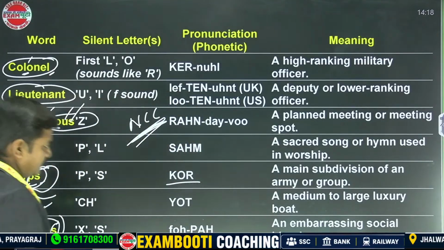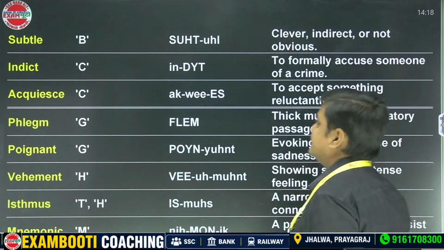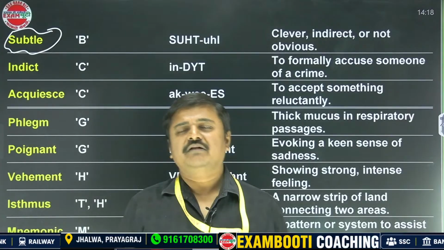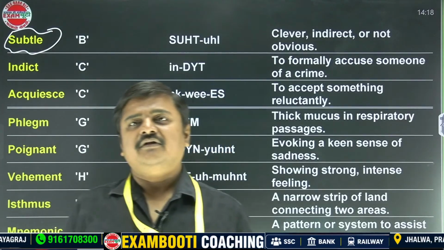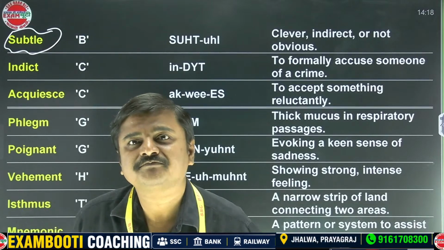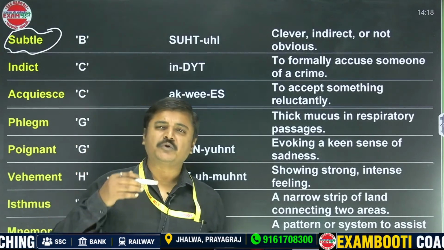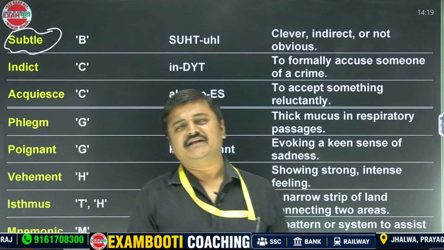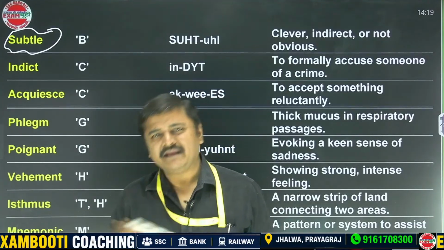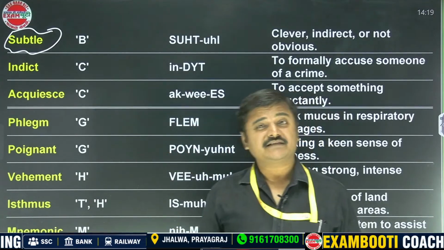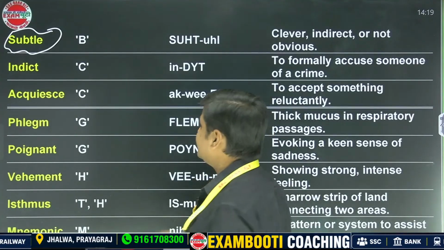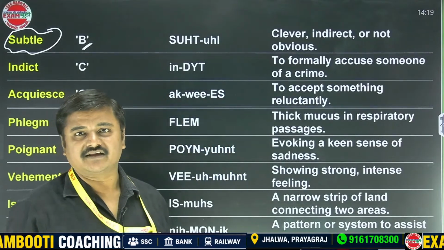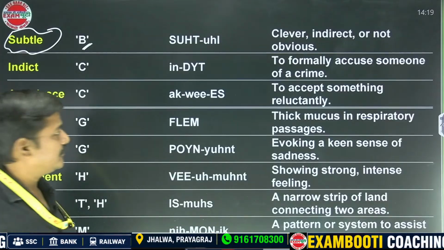Okay, let's take some more words. This is a very important word. This word will be found in so many comprehension passages, and there will be so many times you will find this word in newspapers and articles at many places. This is not subtle. This is subtle. B is silent here.